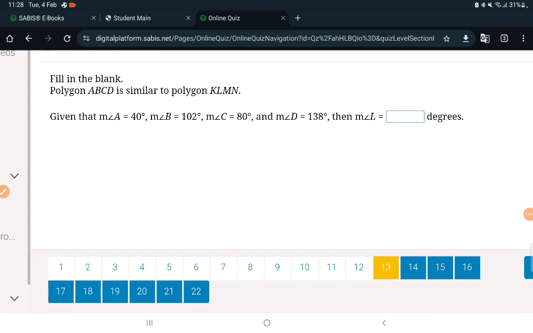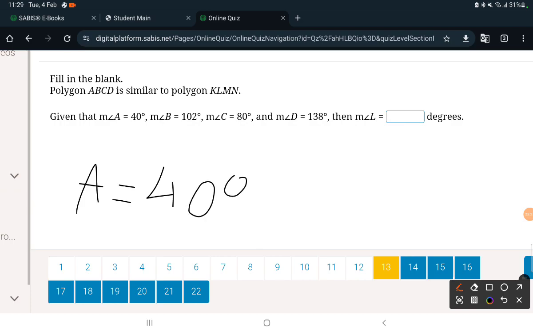Polygon ABCD is similar to KLMN. So here I don't think we need to draw the figure because this one's a really simple one. Let me just draw it up. A is equal to 40 degrees. Since they are similar, K is also going to be equal to 40 degrees, because A is the first in polygon ABCD, and K is the first in polygon KLMN.